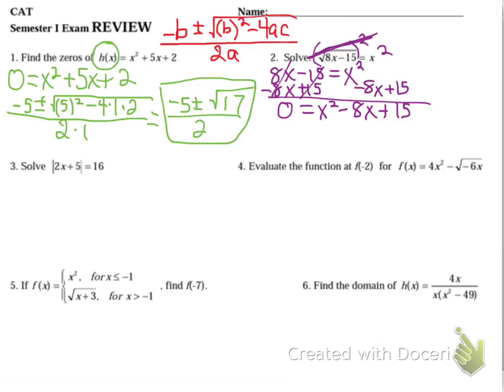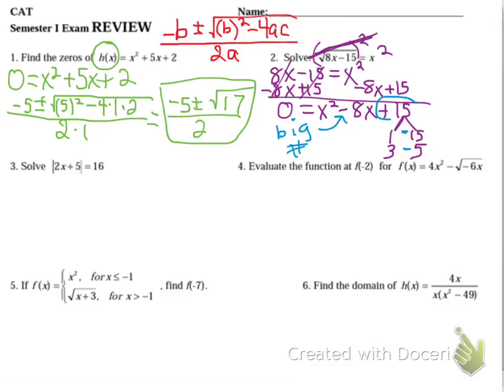You could use the quadratic formula, but when a is 1, I tend to look at factoring. Okay, factors of 15 are 1 and 15, or 3 and 5. I have to figure out the signs on these. Here's how I do my signs. I look at the sign on b. It goes with the bigger number. Okay, so we're going to make negative 15 and negative 5.